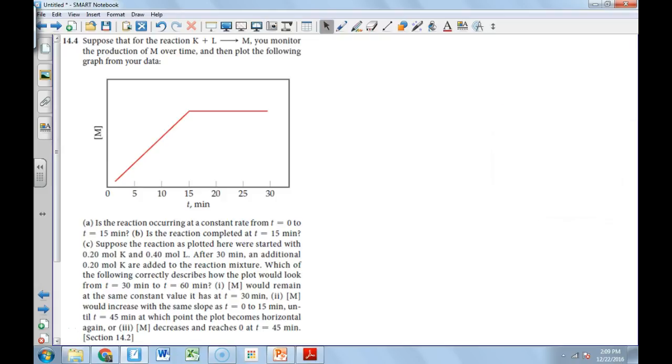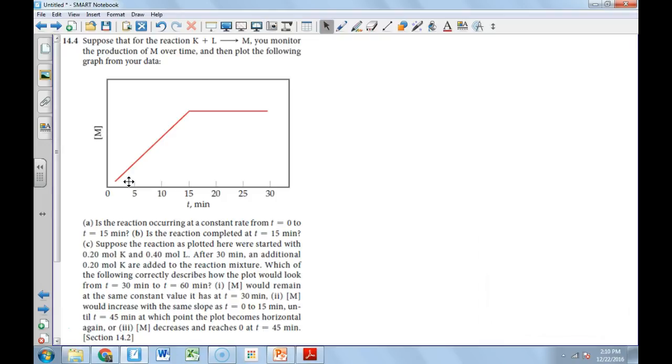Let me get rid of the calculator here. And the question is 14.4 right out of Brown LeMay Burston, and we're going to talk a little bit about some general rate law stuff. In this problem, we're given a graph, and we want to figure out some of the characteristics of the graph based on its shape and what's going on.